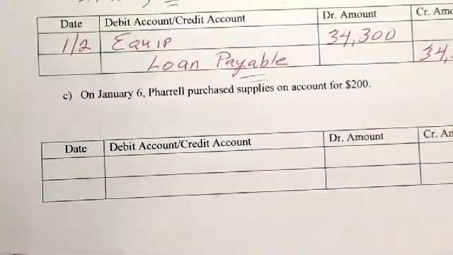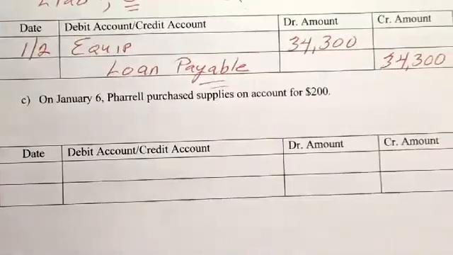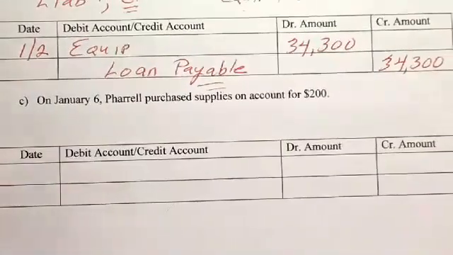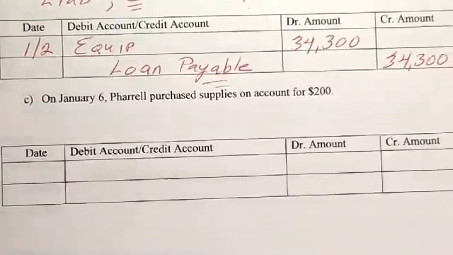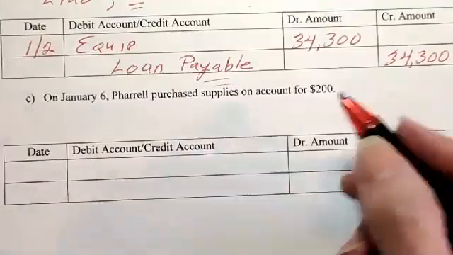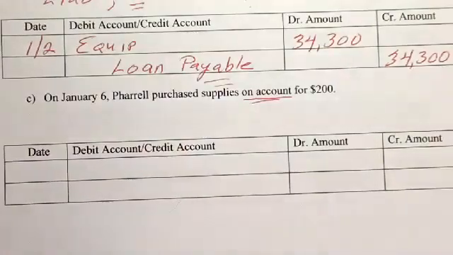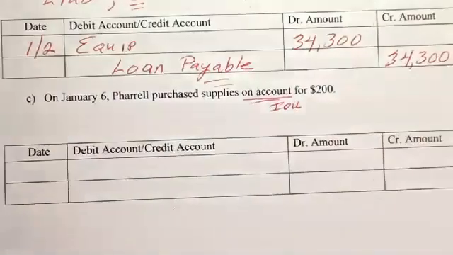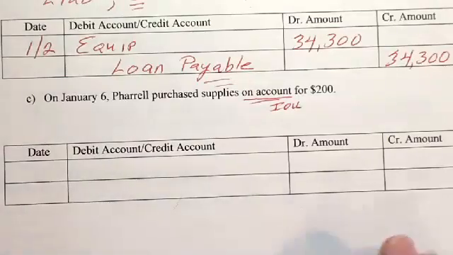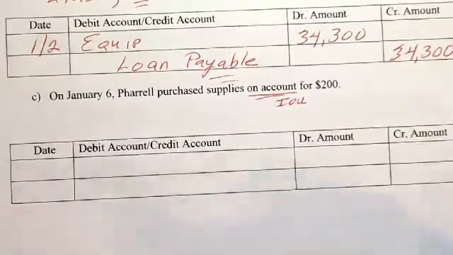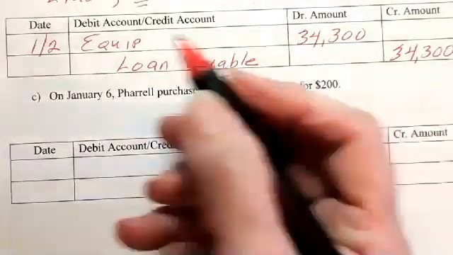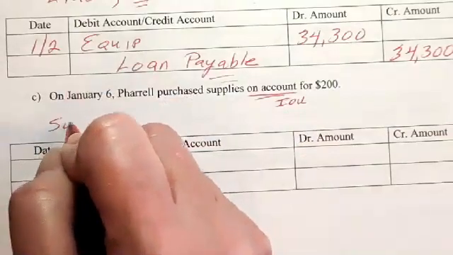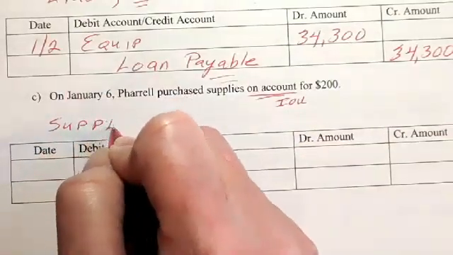Then on the 6th, we purchased some supplies for $200. This is paper and cash register tapes and that sort of thing. If I tell you the words on account, that means it's an IOU. That means we didn't pay for it. We put it on our Office Max credit card, and we're going to pay for it later. The supplies, you can do it in any order. I'm going to do the supplies first since that's easiest.